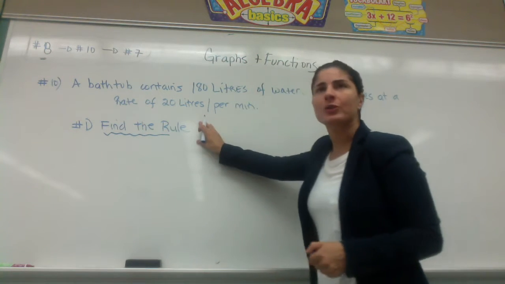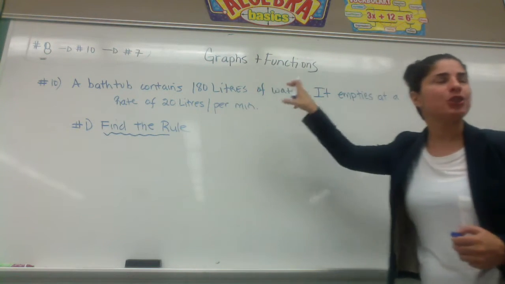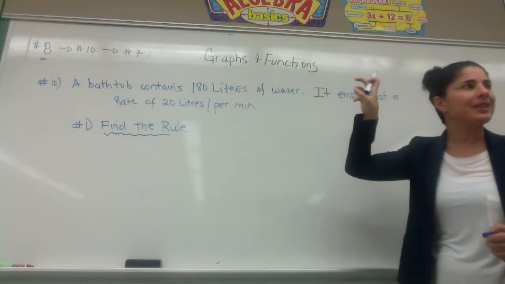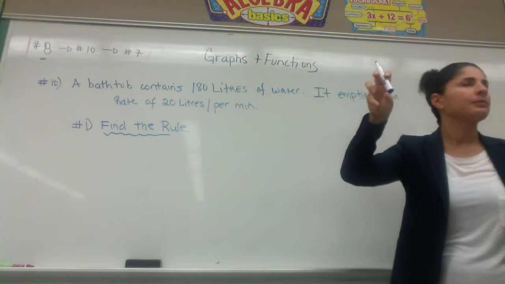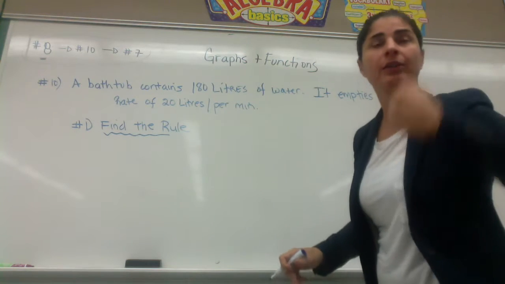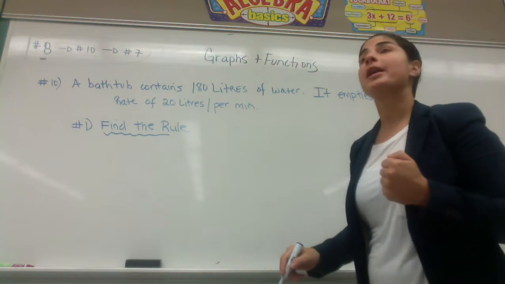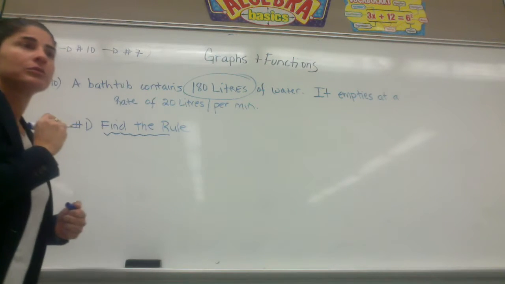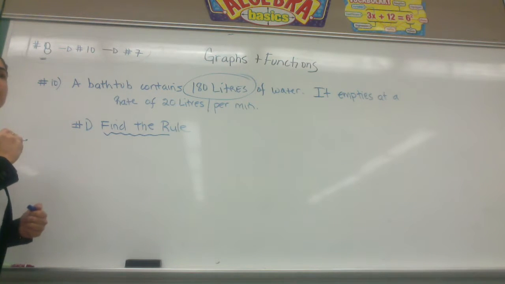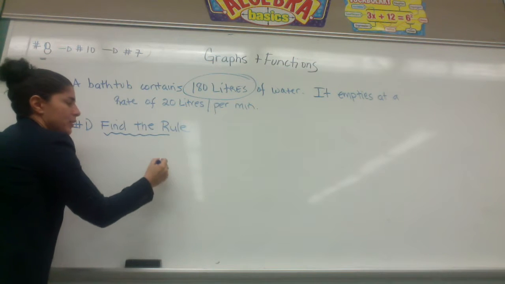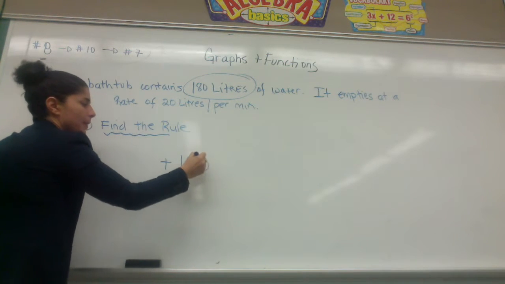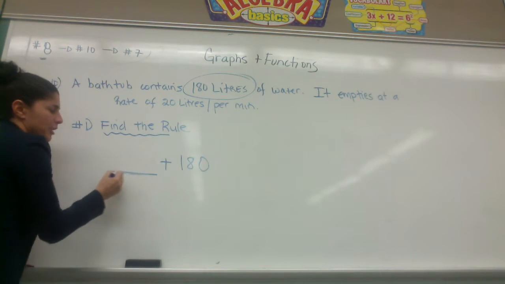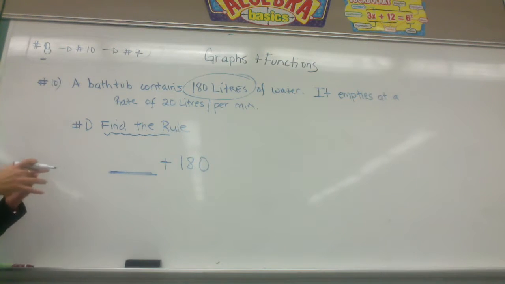And what you need to do is say to yourself, is there an initial value? Is there something that it starts off with? In this case, it starts with 180. This is your initial value. The initial value will be 180, so plus 180. And is it going to change? Is there something that's going to be affected each time? Yes.